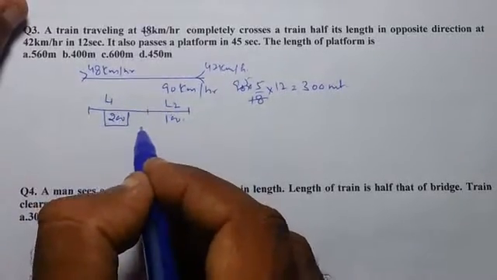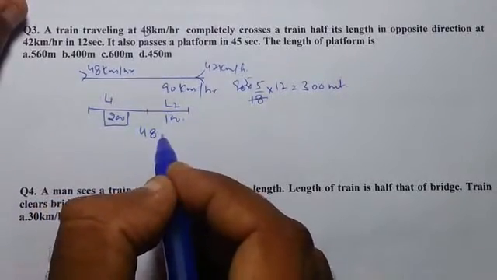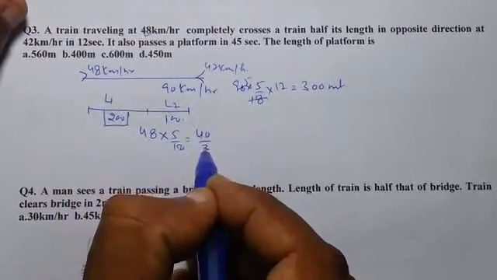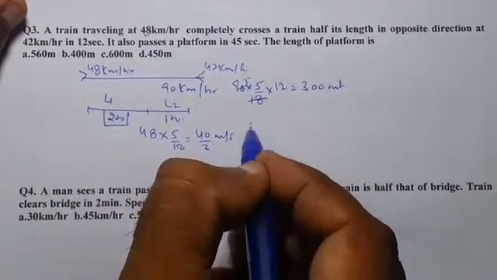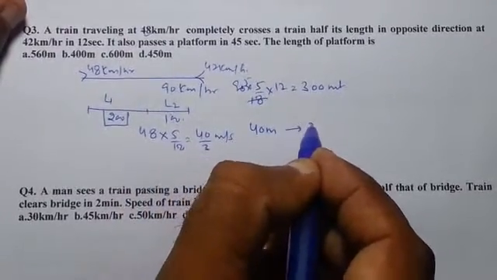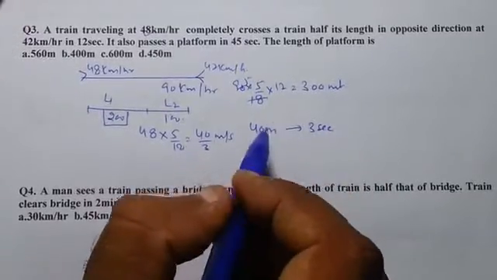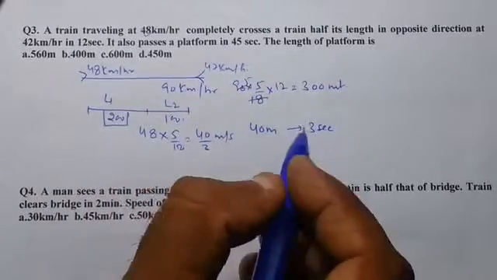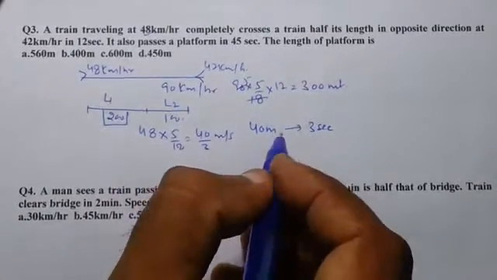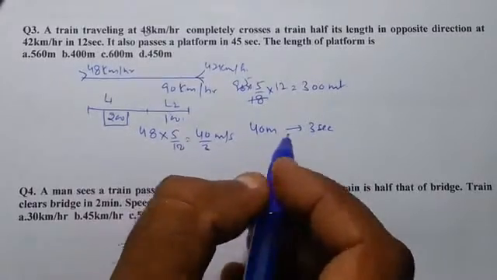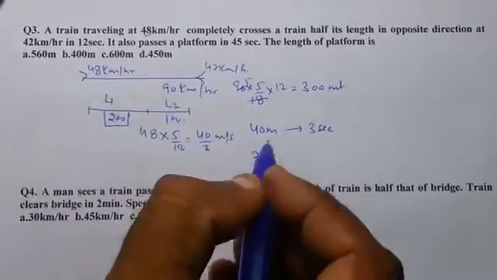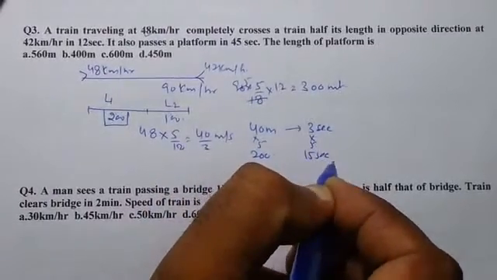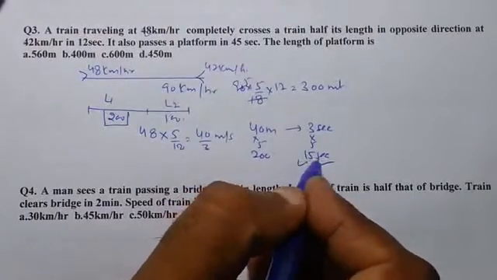So let us see. The speed is 48 km per hour. So that means 48 into 5 upon 18. It gives us 40 by 3 meters per second, or we can say the speed is 40 meters every 3 seconds. So 40 meters in 3 seconds, and the length is 200. So 40 into 5 is equal to 200, 3 into 5 is equal to 15. So that means it will cross its length in 15 seconds.